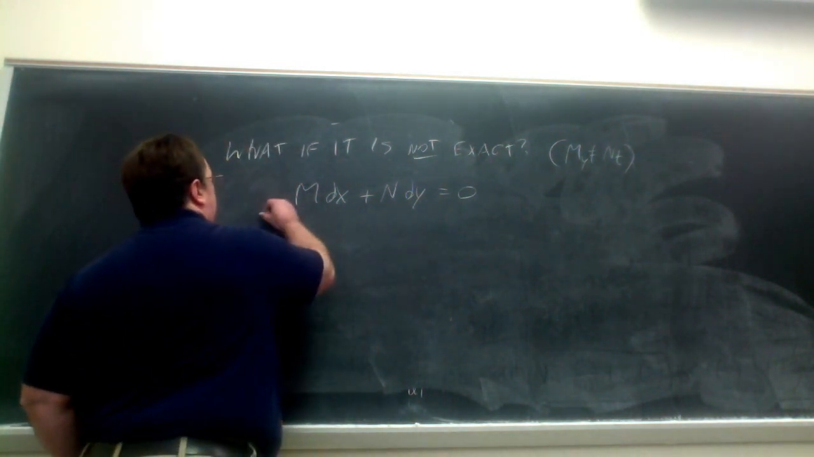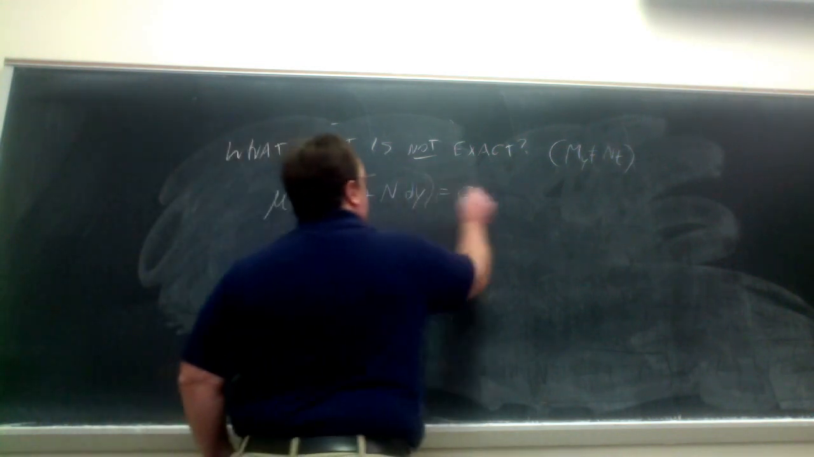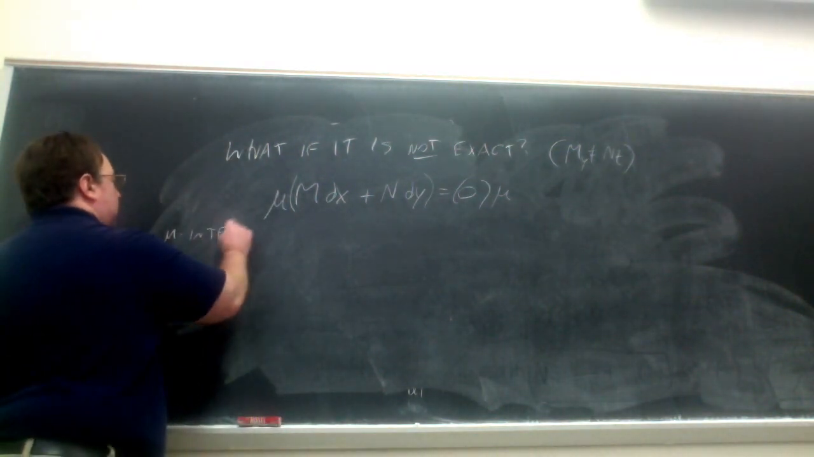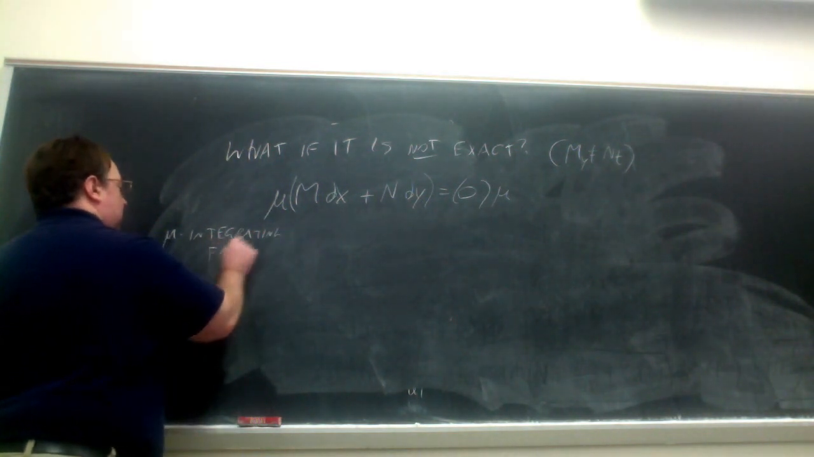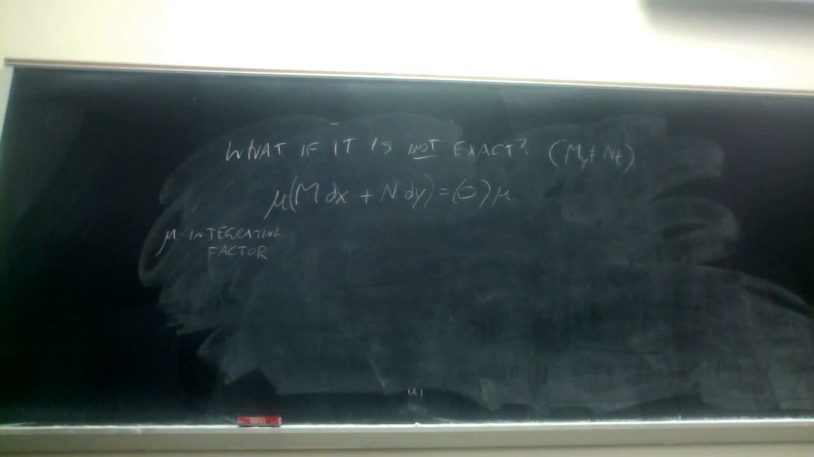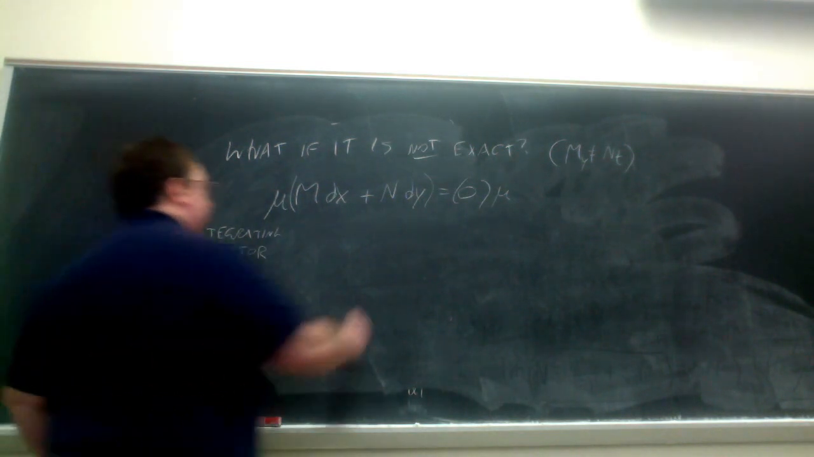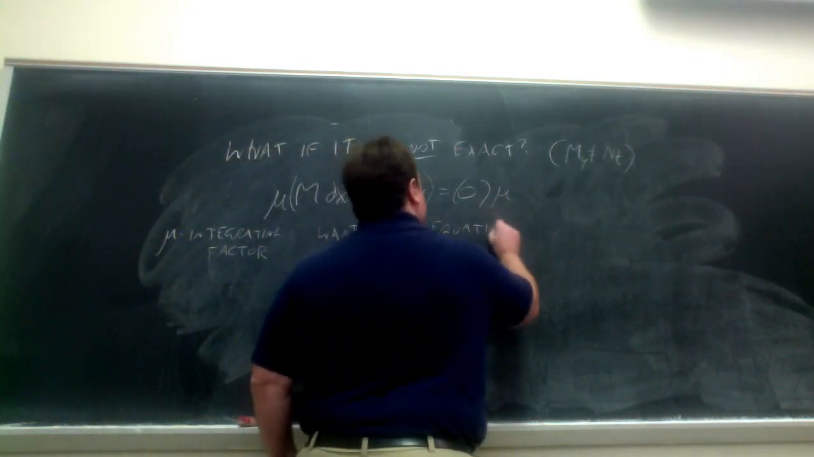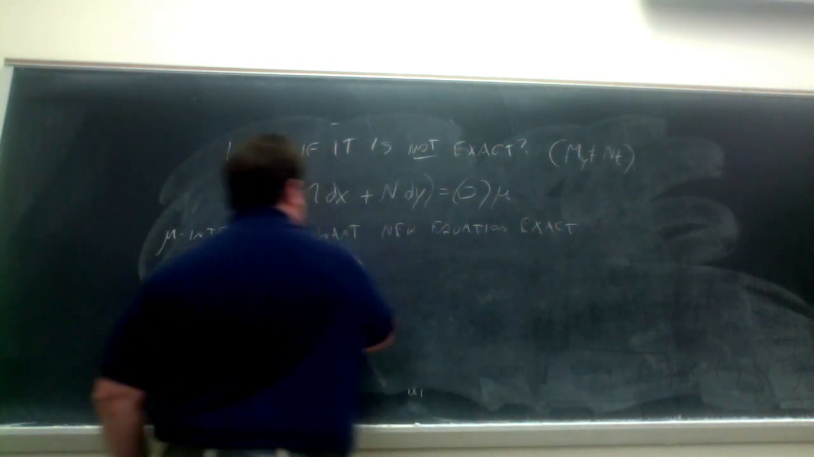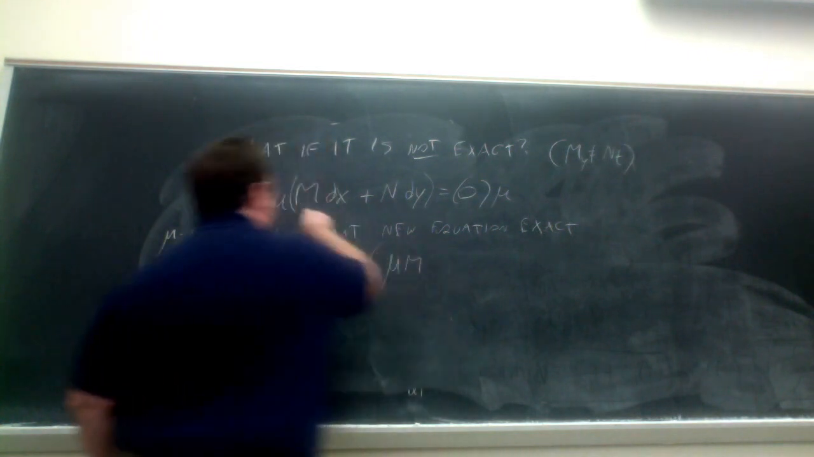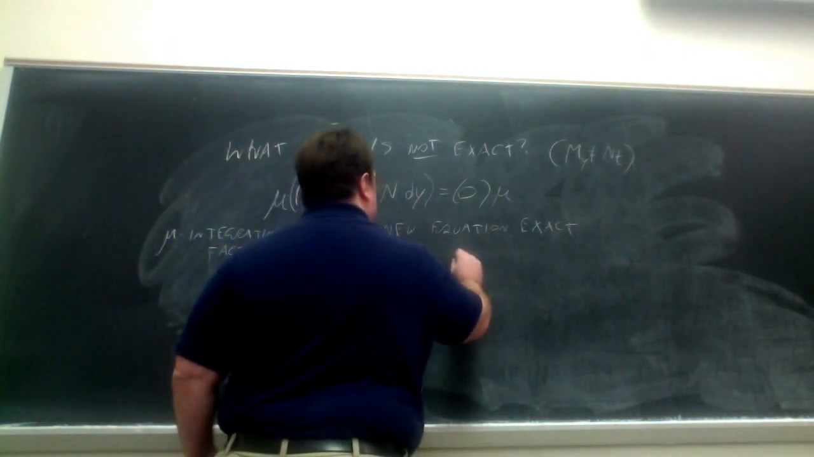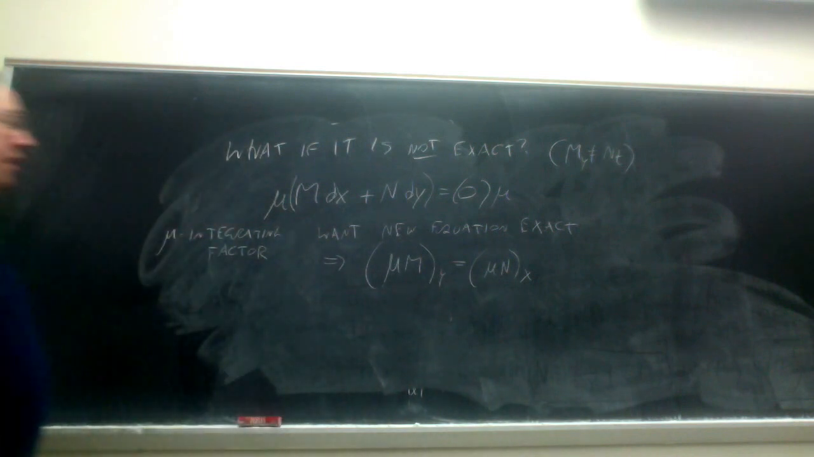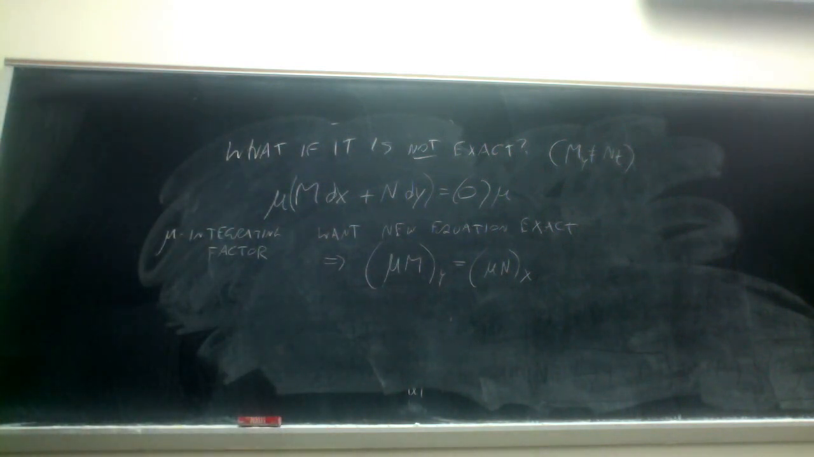So now I'm going to multiply both sides by some unknown integrating factor mu. And mu can depend on x or y. I don't know which at this point. So we want the new equation to be exact. What that means is the derivative of a new coefficient over here, which is now mu times M, with respect to y, must equal the derivative of this new coefficient, mu times N, with respect to x. So whatever function mu of x and y can bring it about, we'll use.